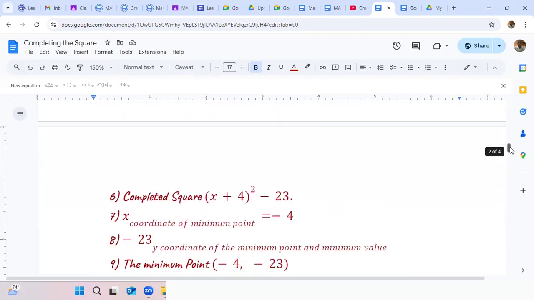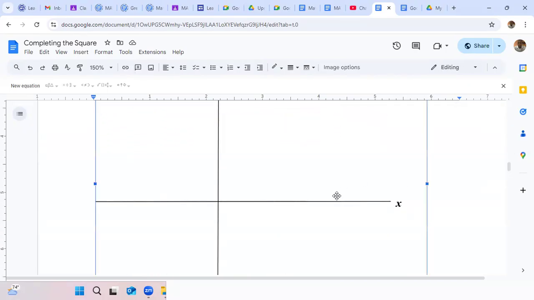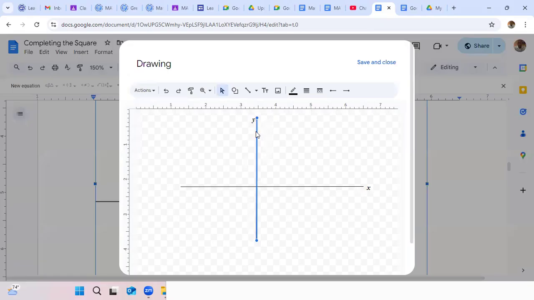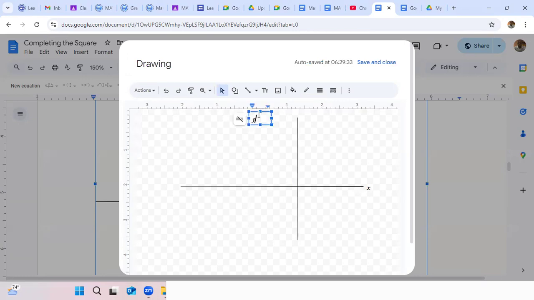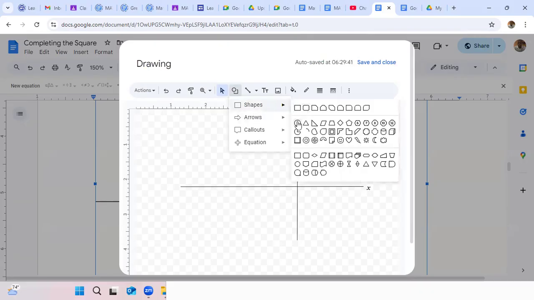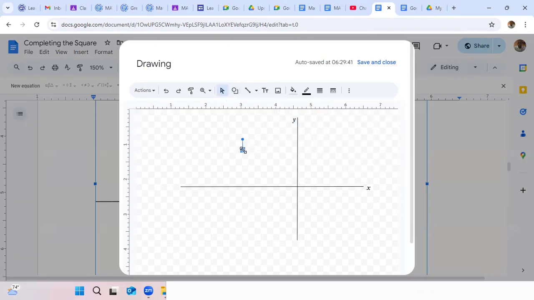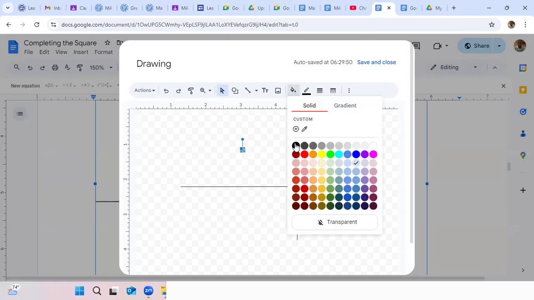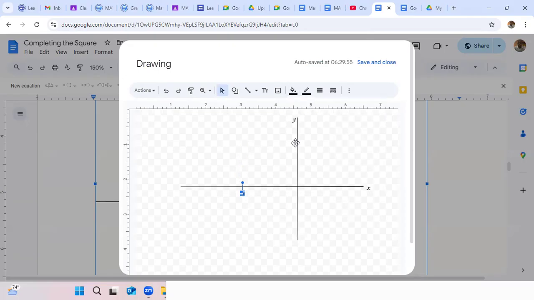All right, so we're going to shift this vertical axis a little bit towards the right to make space for the minimum point, -4, -23. Okay, we can use a circle, a little circle, and fill it up with black, and let's put it anywhere on the left side, and -23, that's below the x-axis. That will give you the minimum value.